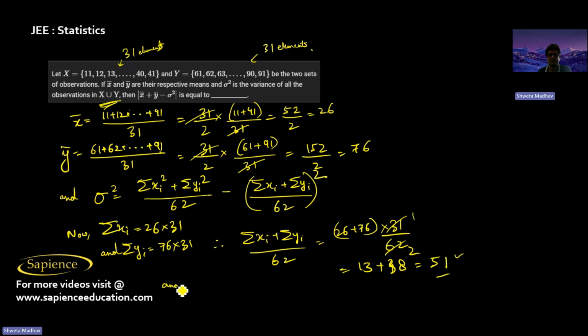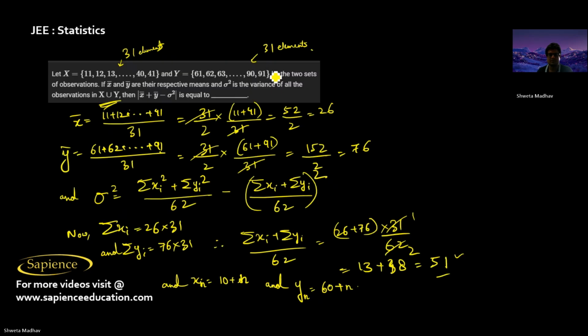And then xi is equal to 10 plus i, meaning the nth term in x is equal to 10 plus n. The nth term in the set y is equal to 60 plus n. Now we want to find summation xi square. That will be summation of (10 plus n) whole square.